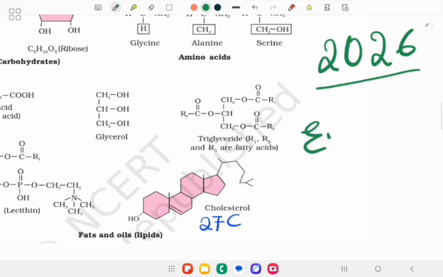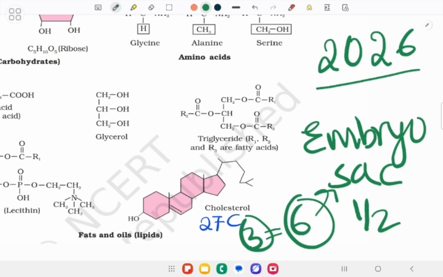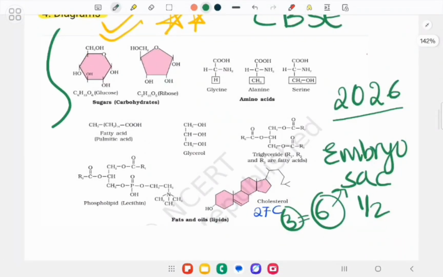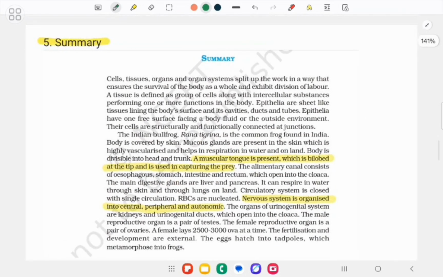If we see the 2026 boards paper, there were many different sets with different questions. I will take an example. They asked to draw the embryo sac, and to label at least six parts of the embryo sac. Each part had half a mark, so in total it was a 3 marker question. Like this, questions will be asked, so you should know how to draw diagrams.